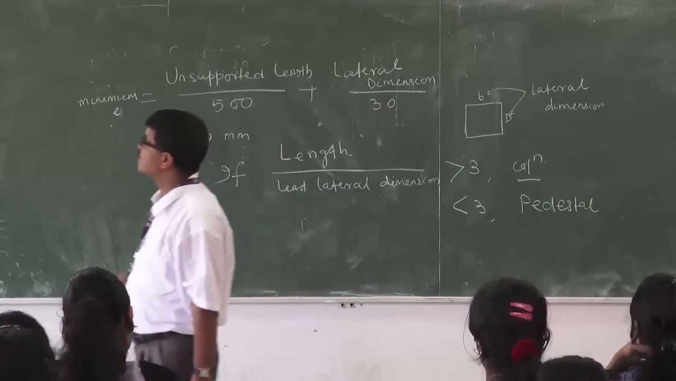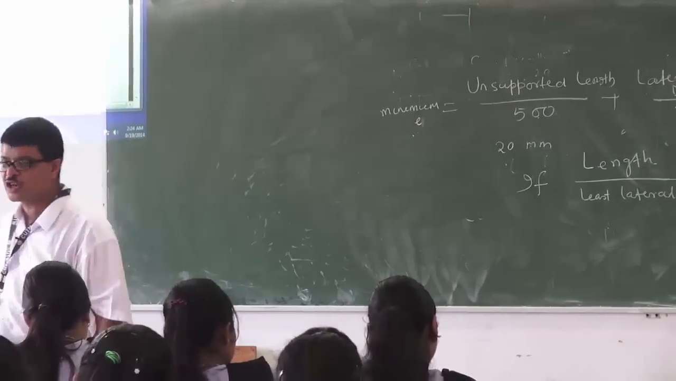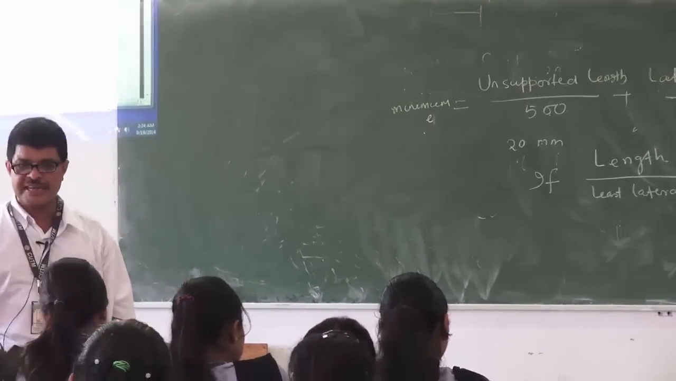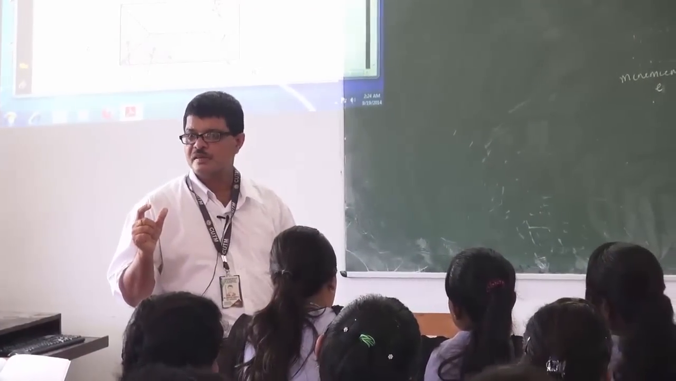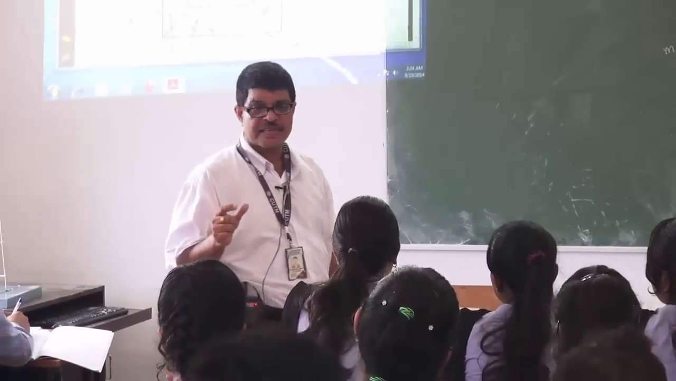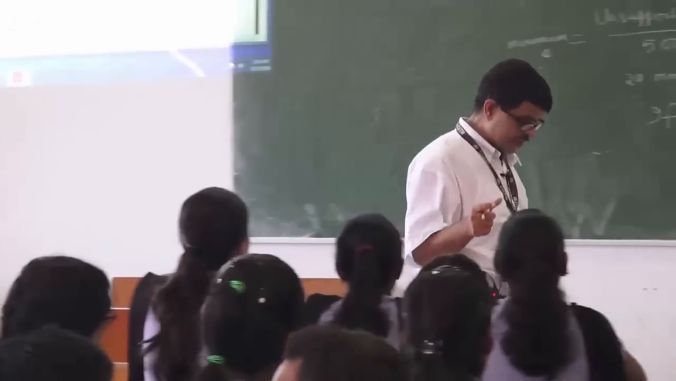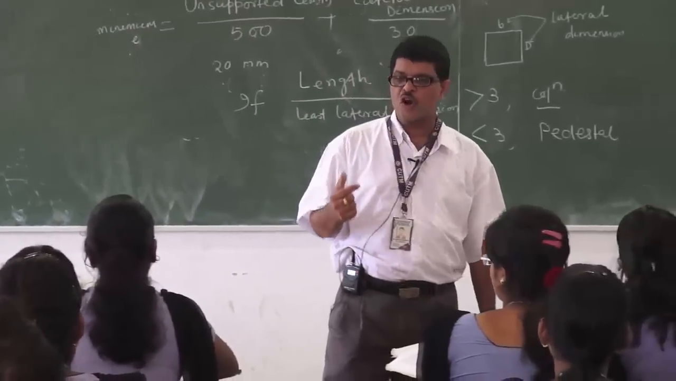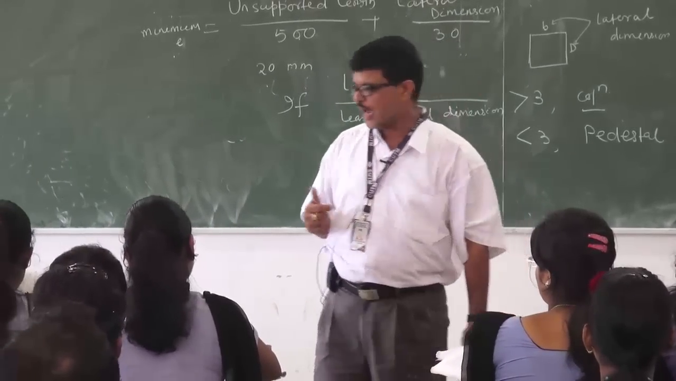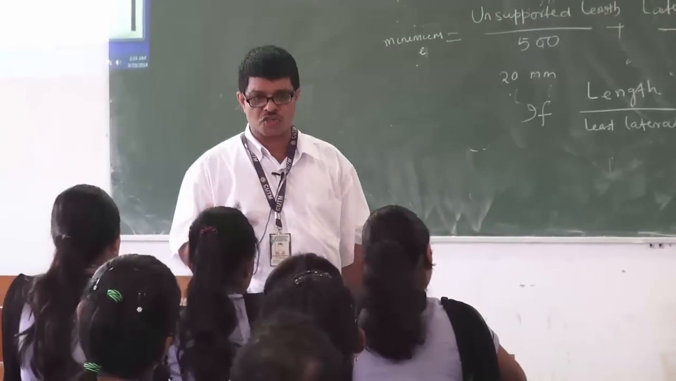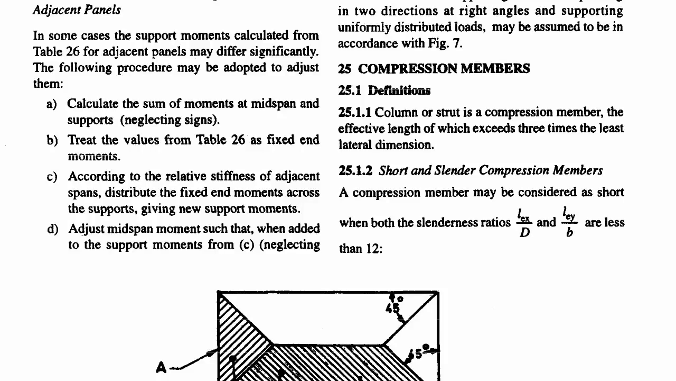So compression members can also be struts. What is a strut? Strut is a technical word used for compression members in trusses. In case of trusses, you have either tension members or compression members. Tension members are called ties, and compression members are called struts. That is why it is written that a column or strut is a compression member, the effective length of which exceeds 3 times the least lateral dimension.